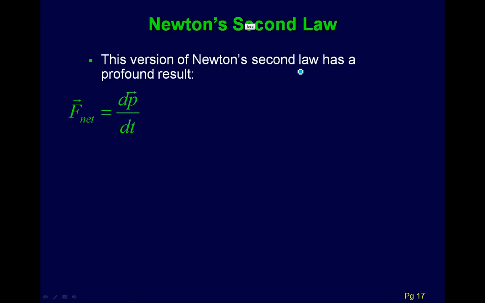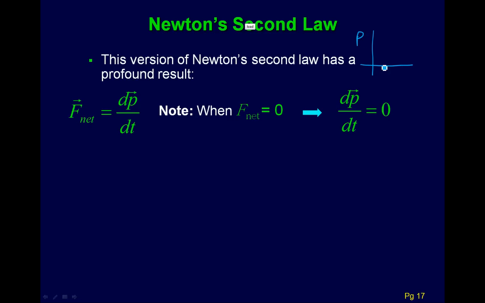And finally, one thing that's going to be really profound, and we're going to deal with this a lot next time, is the idea of conservation of momentum. How does this work? Well, we take this new version of Newton's second law, the net force equals the derivative of momentum with respect to time. Now, what happens when the net force is 0? We get dp/dt equals 0. What does that mean? If the first derivative of something is 0, that means it has to be constant.